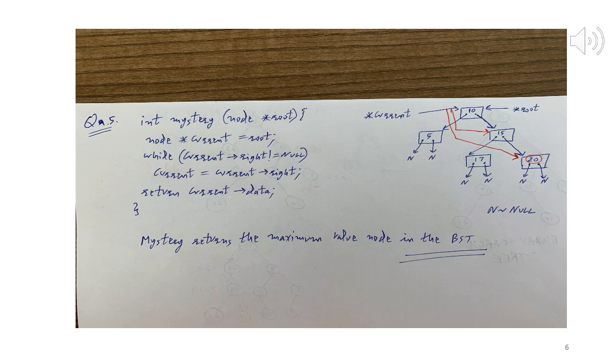While current arrow right is not equal to null, right? So current arrow right will be null when we get to a node whose right child is null. So while current arrow right is not equal to null, current is current arrow right. So what we can guess is happening is initially we are at the root, and while at the root we visit the right child, and then we keep on doing that. Return current arrow data. So I think probably some node's data value is returned.